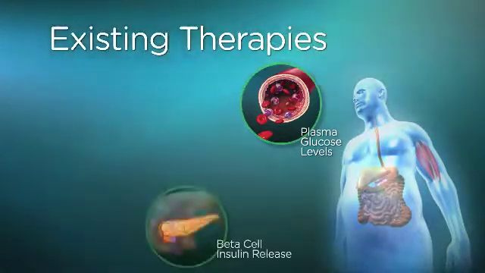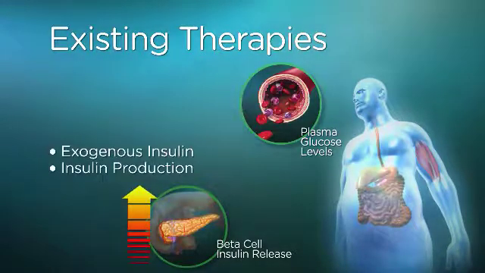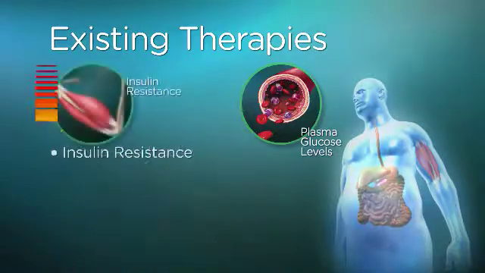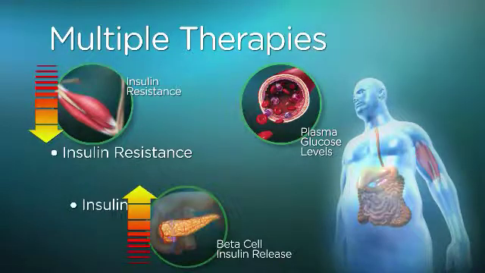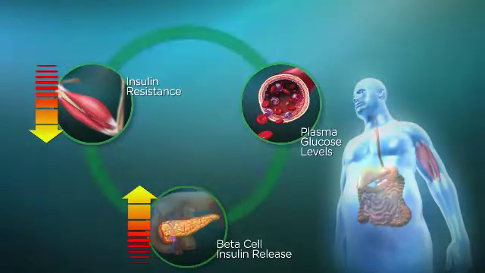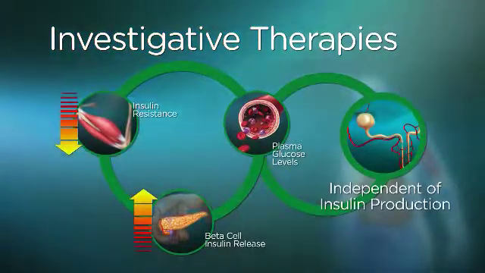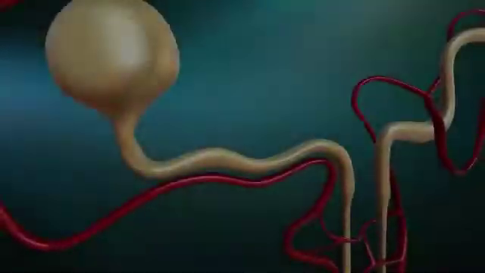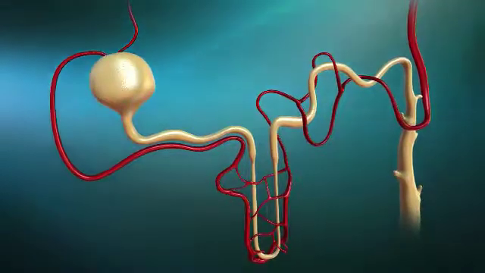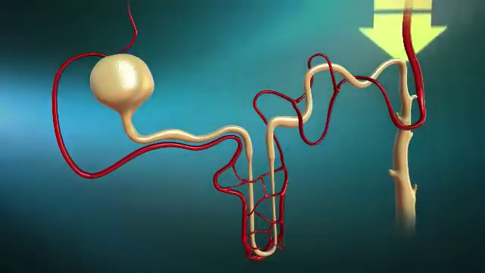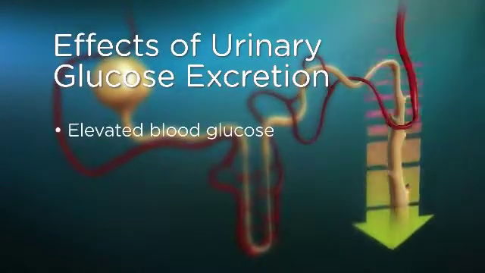Most existing glucose-lowering drugs work through the action of insulin by providing exogenous insulin, increasing insulin production, or reducing insulin resistance. Multiple glucose-lowering drugs are often required for treatment. Therapeutic options, which work independent of beta cell function or insulin resistance, are currently under investigation. Clinical trials of SGLT2 inhibition are currently ongoing in patients with type 2 diabetes to better understand the effect of urinary glucose excretion on elevated blood glucose.